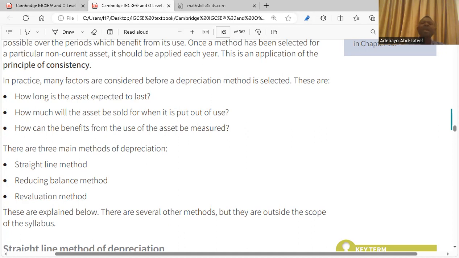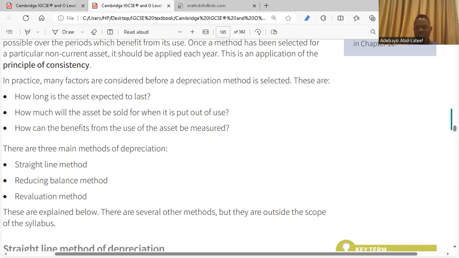The second one is how much are you going to be able to sell that asset when finally you put it up for sale? That's the second point. And the last one is how can the benefit from the use of assets be measured? So how do you want to measure how beneficial that asset was before you sold it? These are the three things you put into consideration before you choose the method. So what are the methods available for depreciation? The first one is the straight line method. The second one is the reducing balance method. And the third one is the revaluation method.